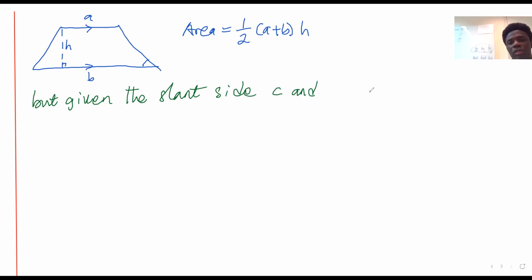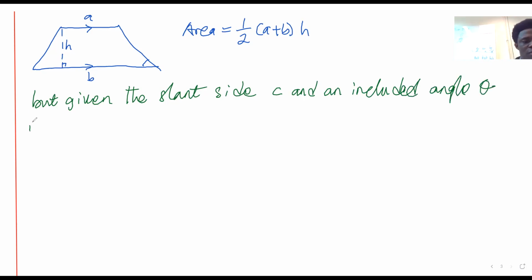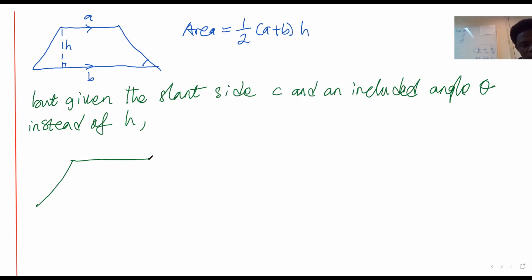and an included angle theta instead of h, of course. So our trapezium will look like this. Again, I could put it on this side, but just to change the side. So slant side c, this remains a and b. Okay.